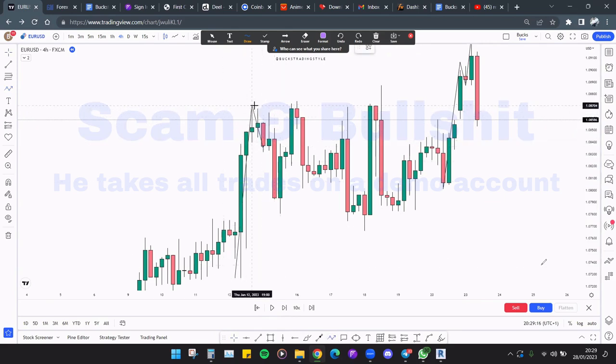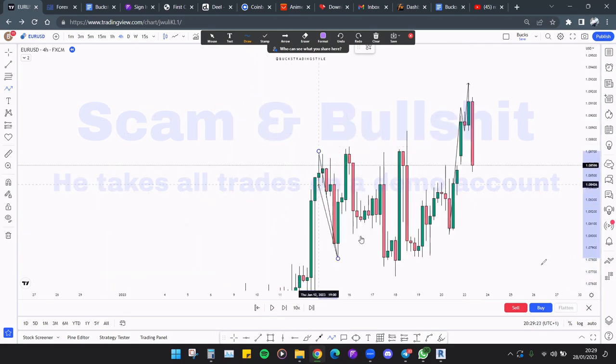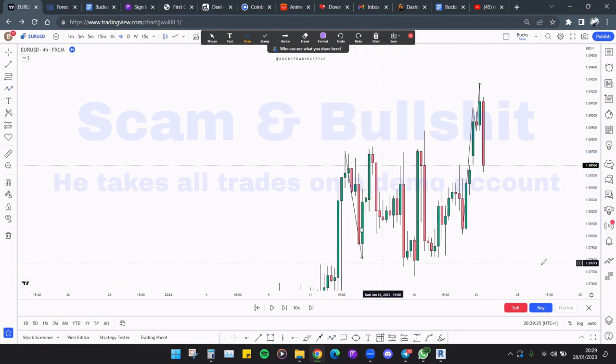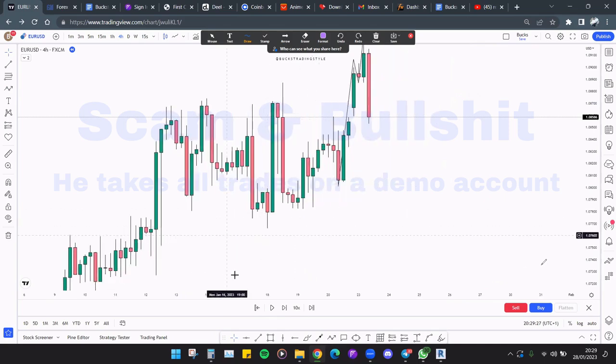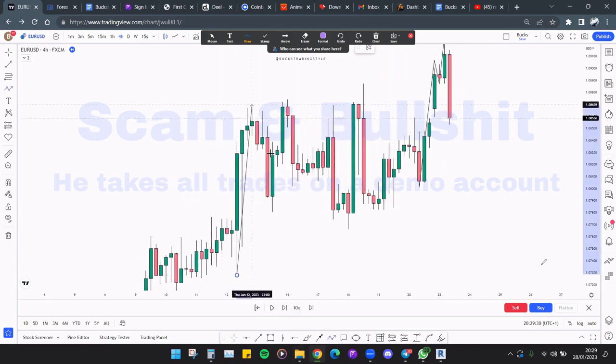Let's see what price did. Price came down all the way to this point. Now, just look at what I'm doing. I'm marking external structure only. See what I'm marking. Price came all the way up to this, came back down. So that's our new range.